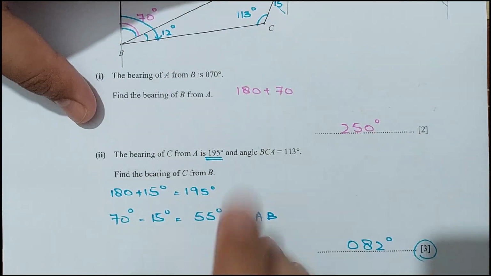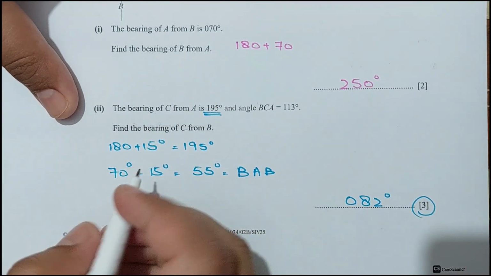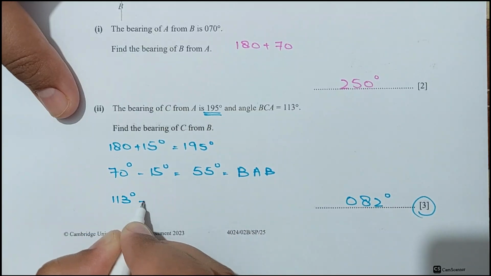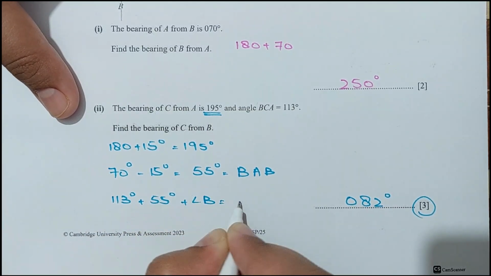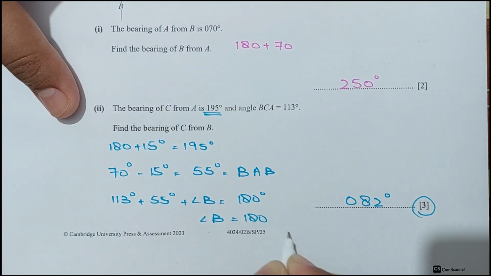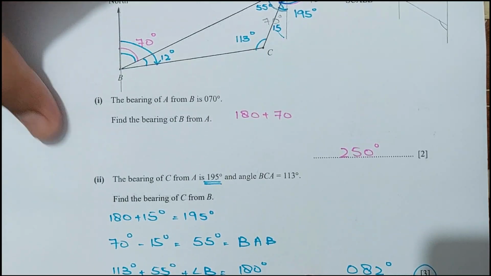CAB. As we know this angle is 15. The sum of all angles of a triangle add up to 180, right? So angle C is 113, angle A is 55. We have to find the angle B. Their sum is equal to 180. So for angle B, from 180 we subtract 113 and subtract 55, and that is equal to 12 degrees. So we got this angle.